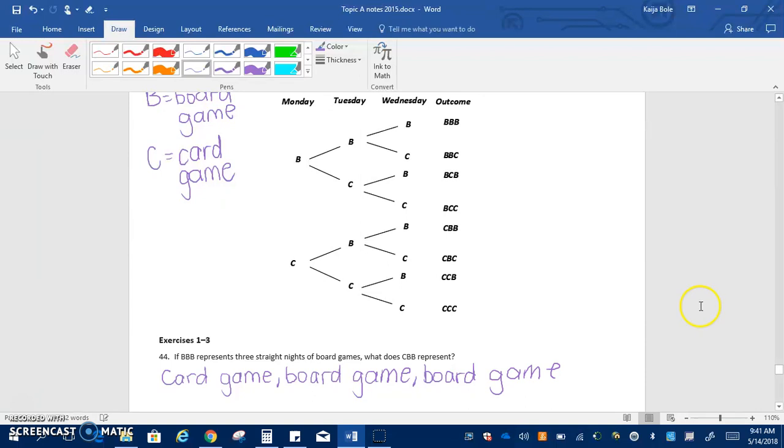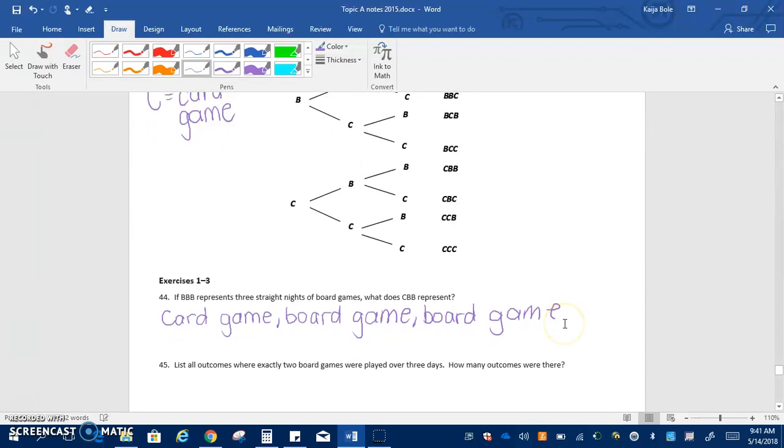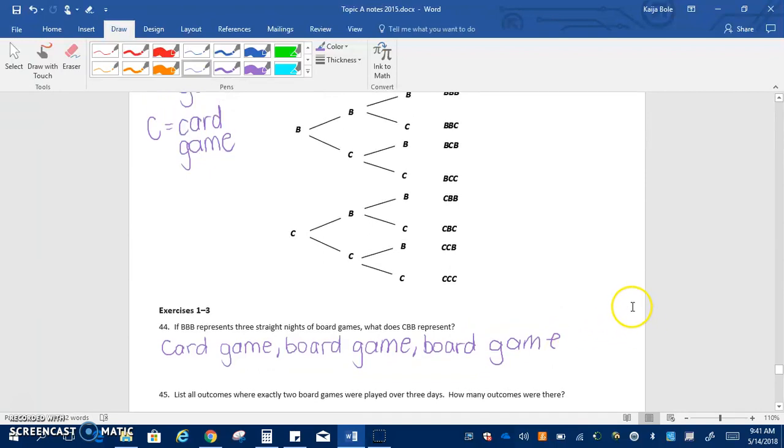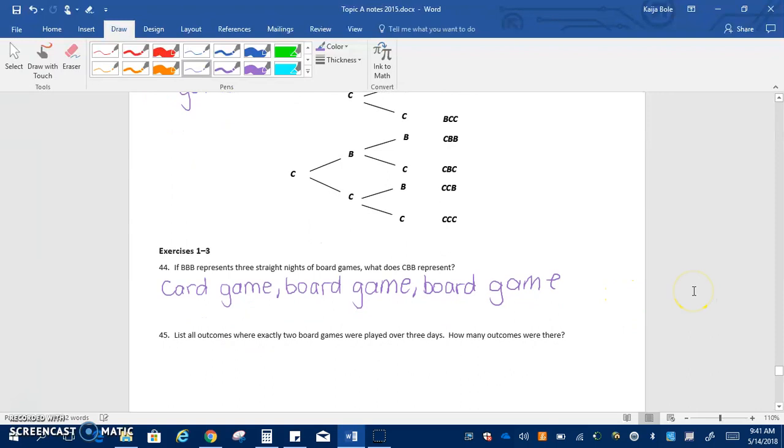Okay. The next question says, list all outcomes where exactly 2 board games were played over 3 days. So we want 2 board games. So that means if we're looking down the list, we're going to start with B, B, C, B, C, B, and skip the next one, and then C, B, B. It's actually our last one if you look down the list. So there are 3 total outcomes. Alright, so that was just kind of a bit of a warm-up.